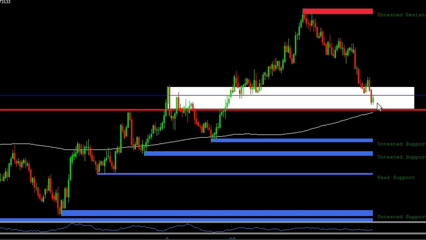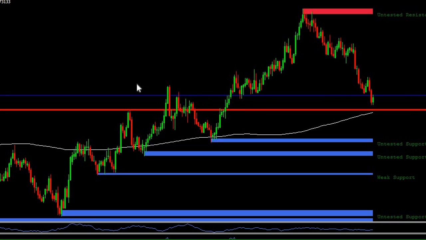If we break below this level, of which I'm more bearish in this pair than I am bullish, we can see that this pair did break a major level to the downside.